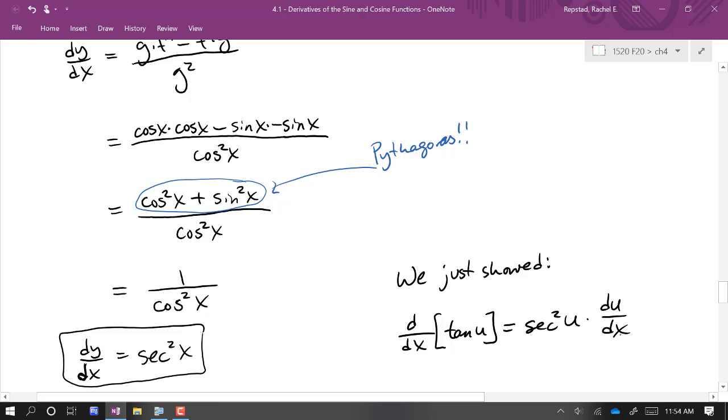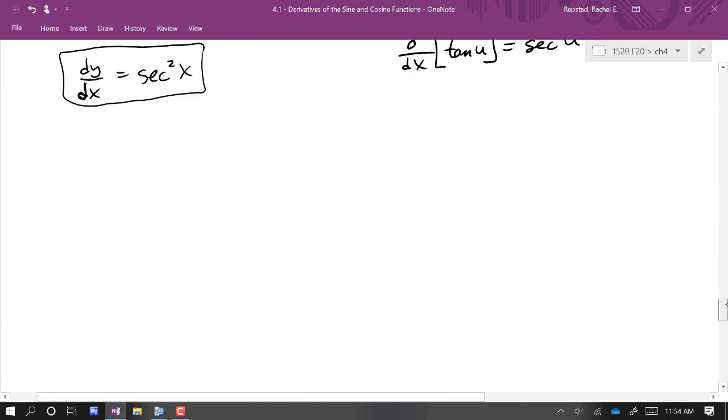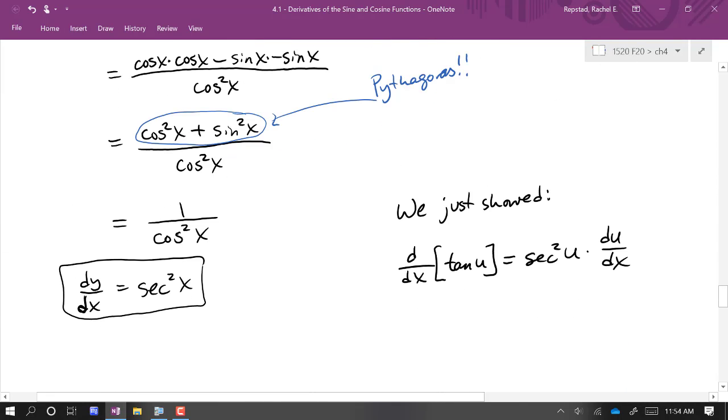Now if we forget that the derivative of tangent is secant squared, well, we can always get to it again. If I know the derivatives of sine and cosine, I can rebuild that, kind of derive this fact. So that's going to finish up this section. And we're going to look at the derivatives of the other trig functions in the next section. And we'll see this formula make an appearance there.